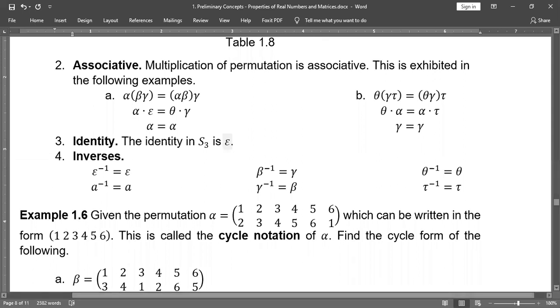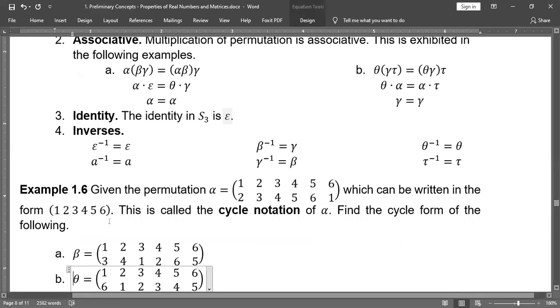Okay. Example 1.6. Given the permutation alpha, this time hindi na arrangement ni 1 to 3, no? We have 6 elements to be arranged. So we have 1, 2, 3, 4, 5, 6. Ang arrangement natin is 2, 3, 4, 5, 6, 1, which can be written in the form of 1, 2, 3, 4, 5, 6. This is called the cyclic notation of alpha.